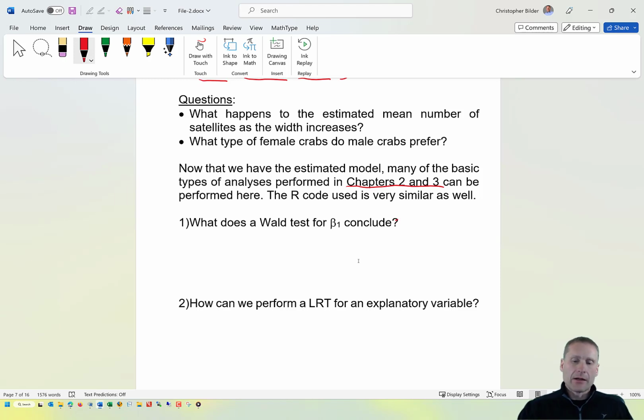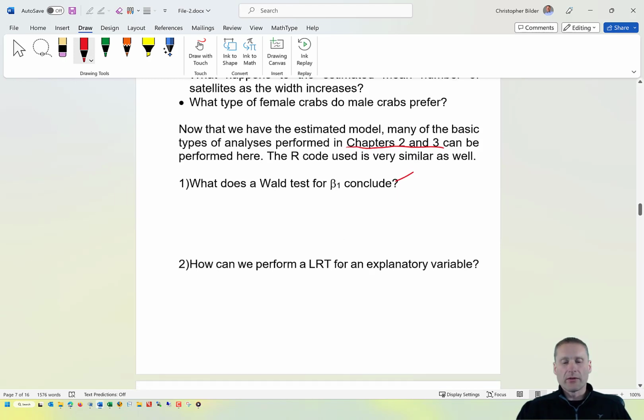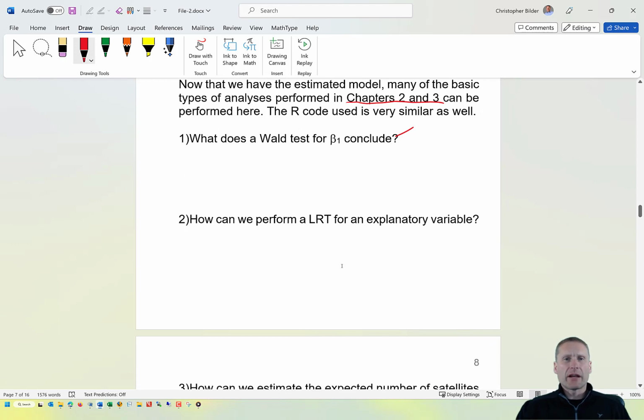So, question 1, what does a Wald test for beta 1 conclude? We've already done that. There is sufficient evidence that width is important. How can we perform a likelihood ratio test then for the width explanatory variable? Well, we've looked at 2 functions in the past to help us do that, the little anova function and the capital Anova function. We could use either of them here exactly the same way.